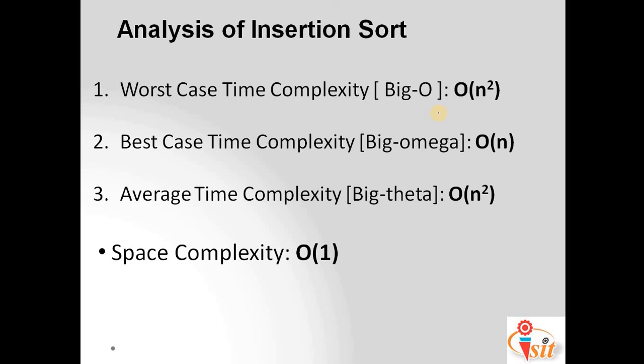It means that the best case time complexity is big O of n, the worst case and the average case are big O of n square, and the space complexity for the insertion sort algorithm is big O of 1.